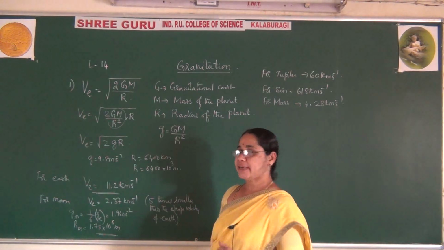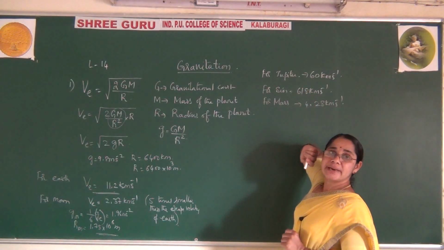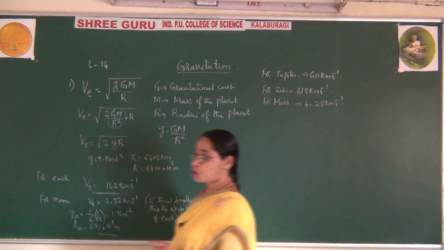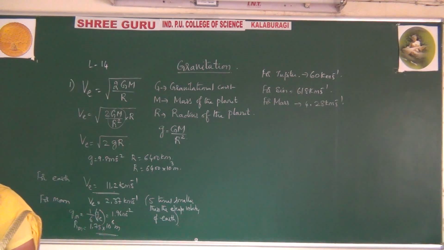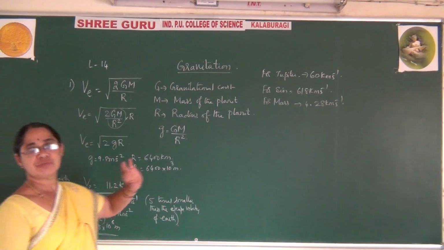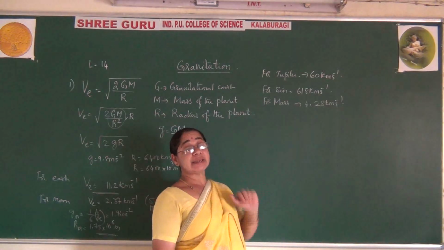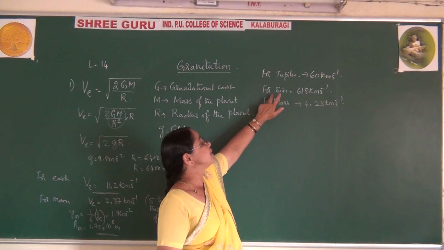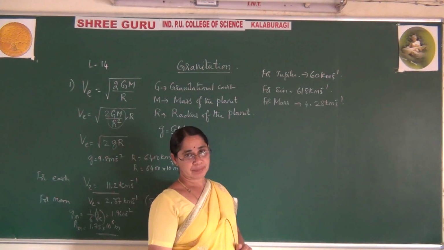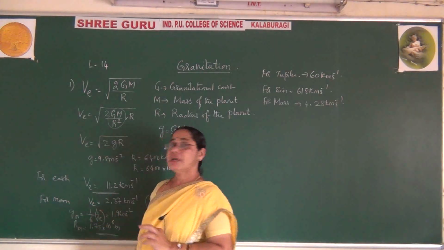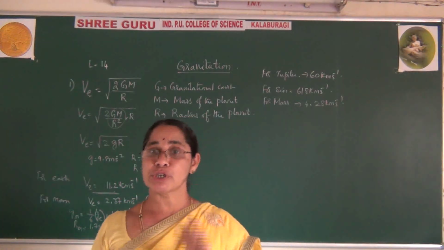And one more point I want to say here. Jupiter's escape velocity is 60 kilometers per second, and Jupiter has a thick atmosphere. And for the Sun, lighter elements like hydrogen and helium are more and densest in it, due to which it is 618 kilometers per second. And for the Moon, remember, the Moon does not possess any atmosphere. The Moon has no atmosphere.